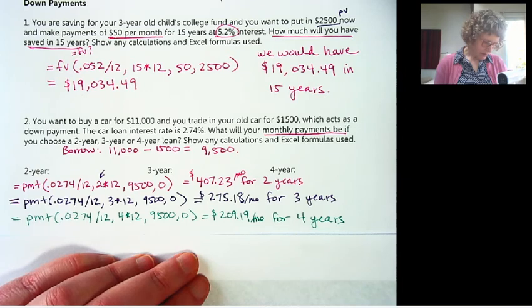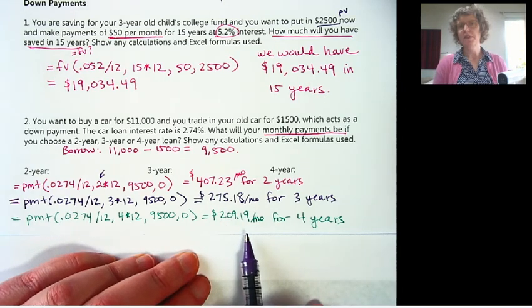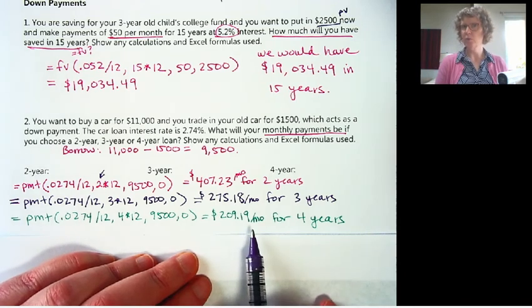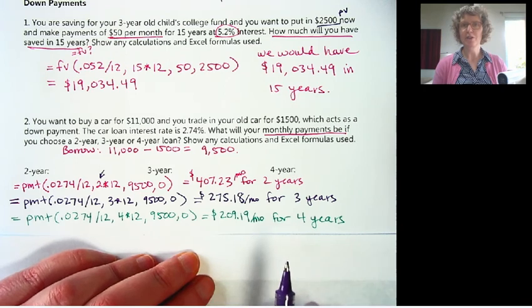All right. So there's an example where we're calculating the payment, but we have a down payment. So we could also use this for a mortgage. Also really nice to be able to calculate your own mortgage payment.